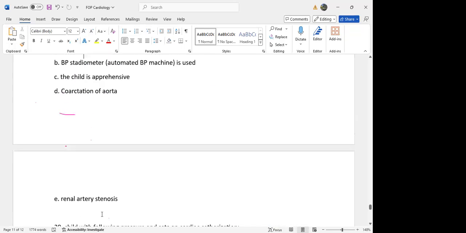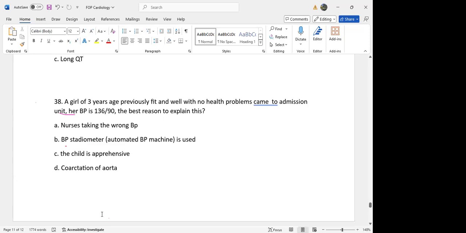A girl of 3 years, previously fit and well. Mute your mics, everyone, please. This is a 3-year-old girl, previously fit and well, no health problem. She came for admission and you found that the blood pressure is 136.